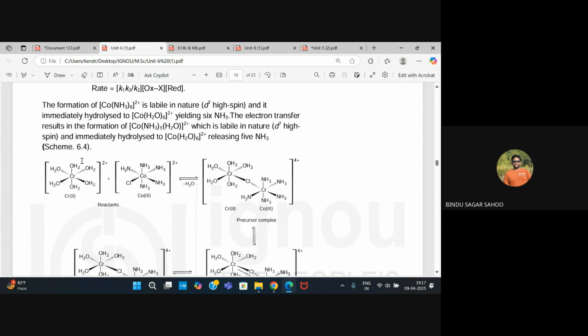Here, how many water molecules are attached to chromium? 6: 1, 2, 3, 4, 5, 6. Here you can see 1, 2, 3, 4, 5. That means one water molecule is removed from this side. And this chlorine will donate another pair of electrons to this chromium, and this will form a precursor complex. That means the chlorine will always be available on the oxidant side.